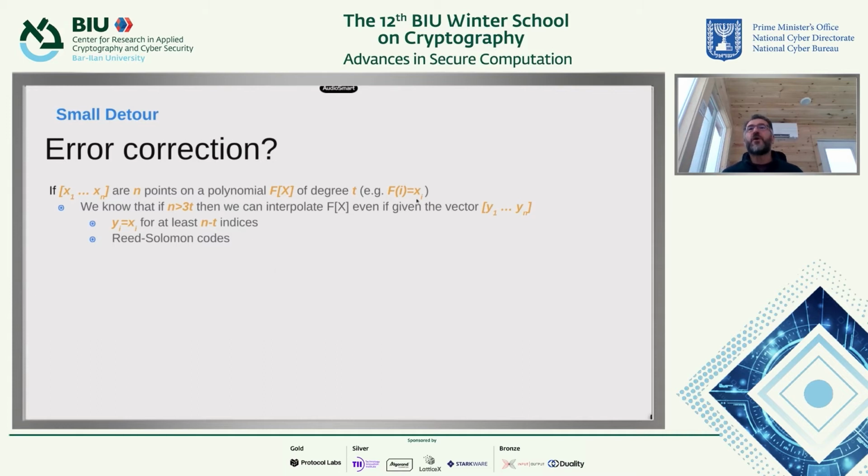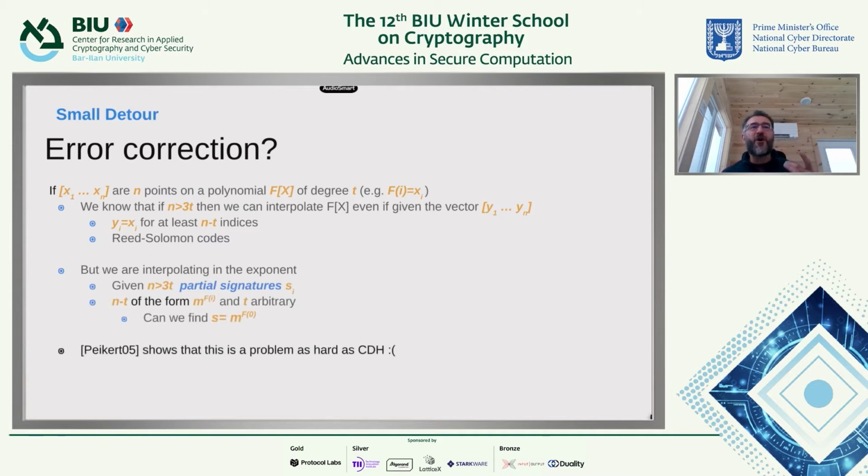So if I give you the values y1, y2, yn, which are supposed to be f(i), and t of them can be wrong, but you have more than 3t points in total, then you can still interpolate f(x). You can error correct those points. But we're interpolating in the exponent. And for a while, we didn't know if this error correcting feature would translate into the exponent.